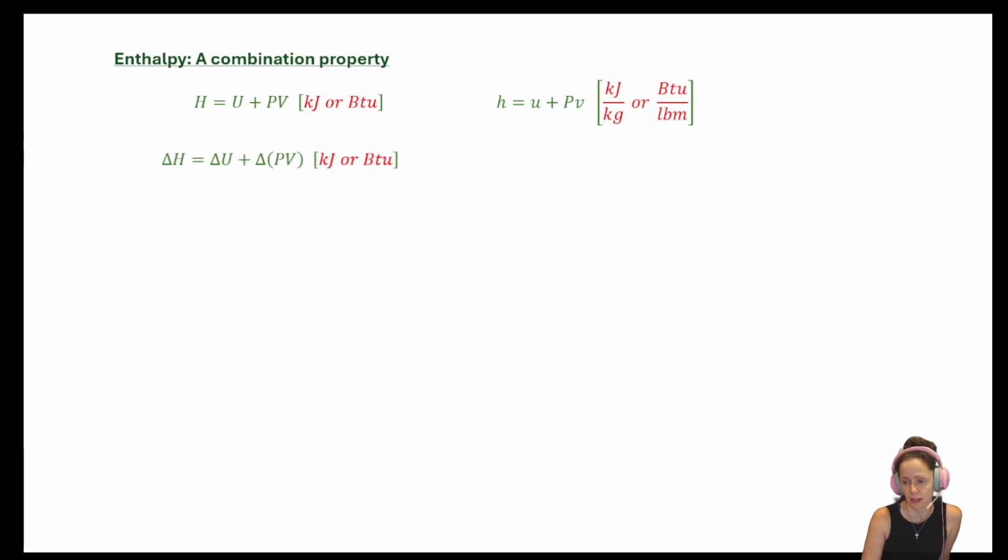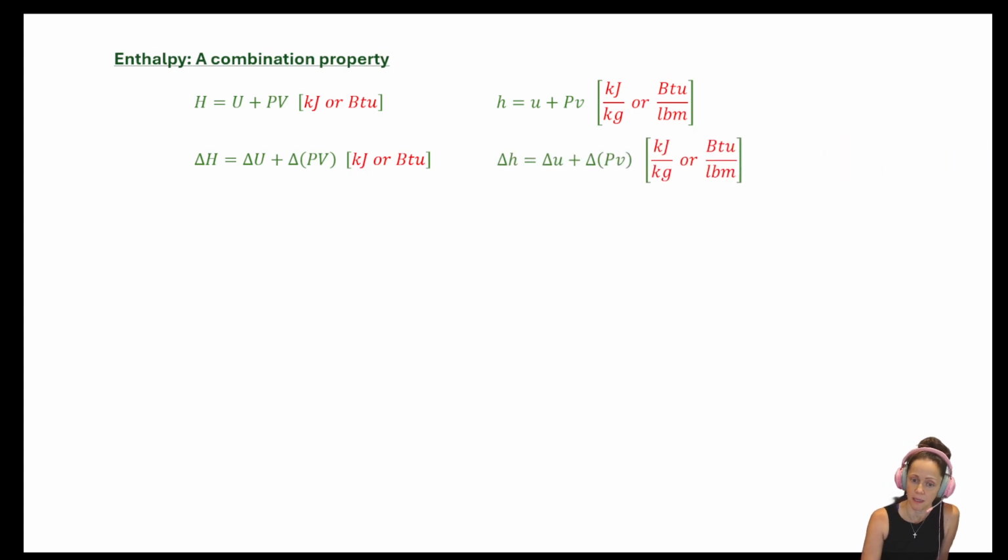So enthalpy. This is a combination property. It's U plus pressure times volume. Now this is something that comes up quite a bit, this combination of properties, and so we just give it its own special name. On the left-hand side, the uppercase H, that's going to be an extensive property. The one on the right-hand side is uppercase H divided by mass, and that's an intensive property, and that's something that we can look up.